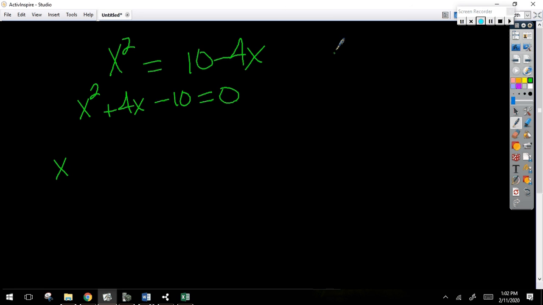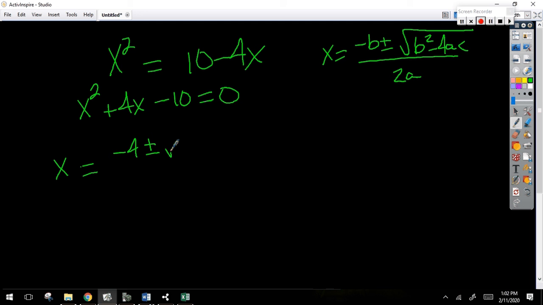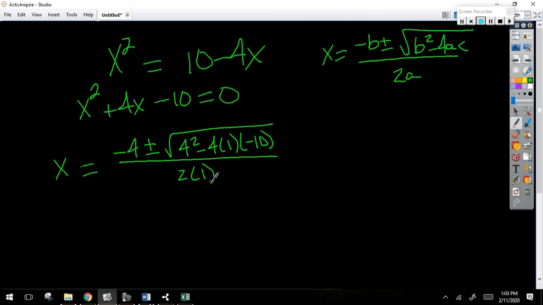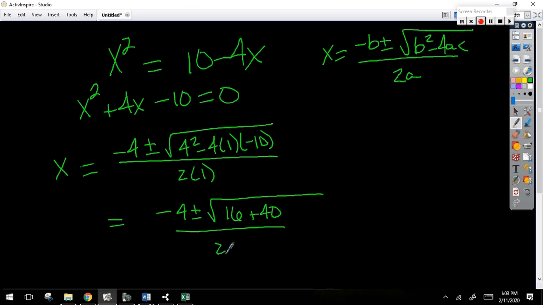And if you don't remember it, it's opposite b plus or minus the square root of b squared minus 4ac, all over 2a. So x equals opposite b plus or minus. Most of you did fairly well with this on the test, but you messed up simplifying it. b squared minus 4 times a times c, all over 2a. And I'm kind of rushing through this because it's just basic.